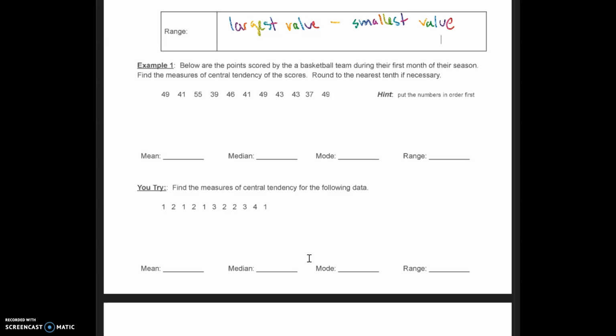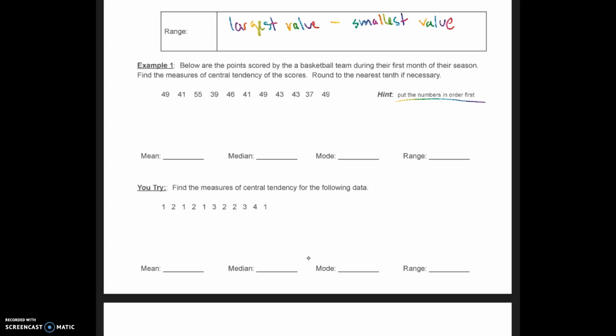So, example 1. Below are the scores by a basketball team during their first month of the season. Find the measures of central tendency of the scores. Round to the nearest tenth if necessary. Your big hint right here is to put the numbers in order. That's what you should do always with these. This can be tricky sometimes, so you have to go through carefully.